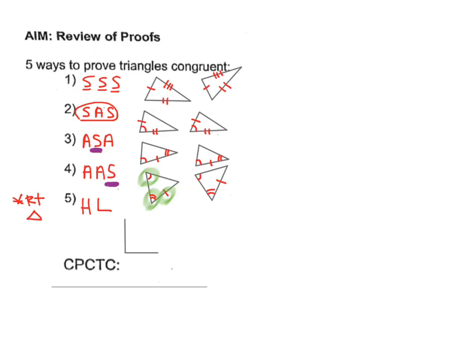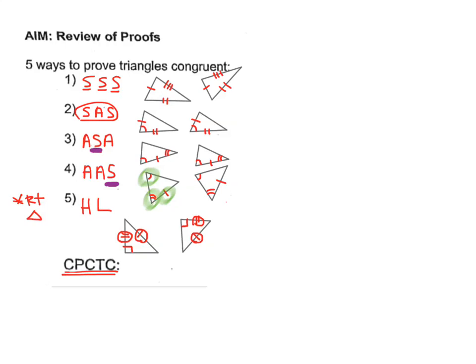So let me just give you one such example here. So let us assume that this is a right angle and this one is a right angle, meaning those are right triangles. Hypotenuse has to be congruent, and one of its legs has to be congruent. So then, as you can see, we are looking at hypotenuse, leg, and hypotenuse, leg. So HL postulate.